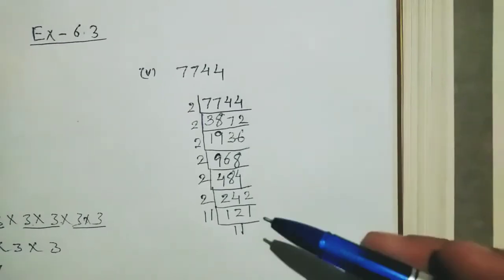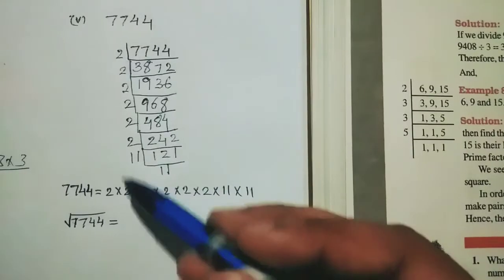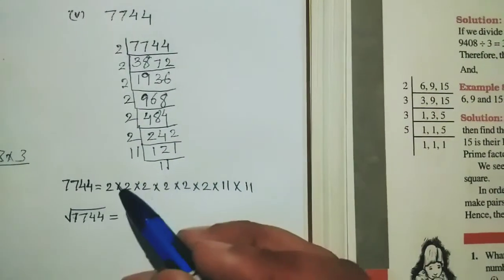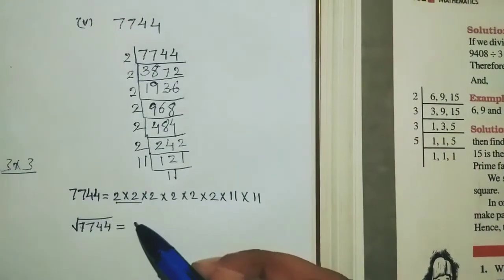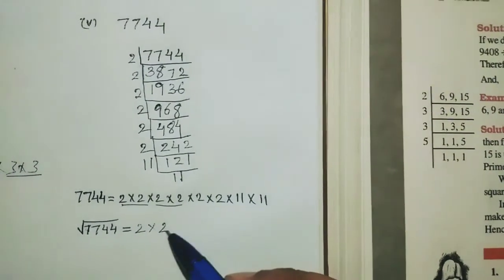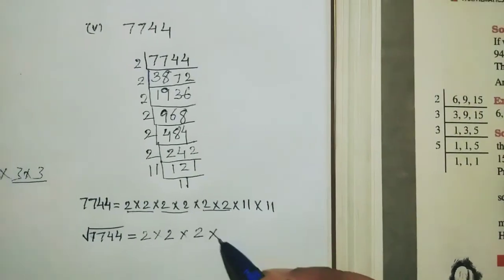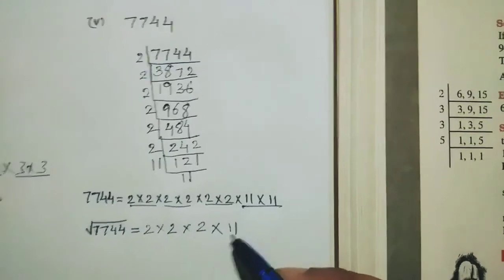Understood? Now we'll write all the prime factors in the product form. Now here you can see I have written all the prime factors in the product form. Now we'll make the pairing. So for this 2, 1 time 2, then again for this 2, 1 time 2. Okay, now again for this 2, 1 time 2, and again for this 11 pair, 1 time 11.